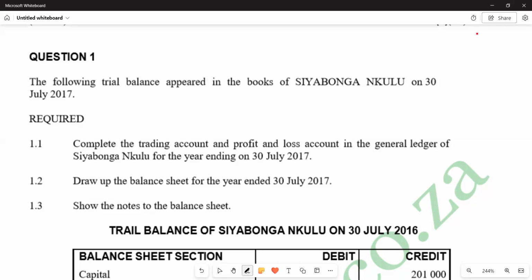So this question that we have, question one on that question paper, reads: the following trial balance appeared in the books of Siabo Gankulu on 30 July 2017. The first part of the question reads: complete the trading account and the profit and loss account in the general ledger of Siabo Gankulu for the year ending on 30 July 2017.